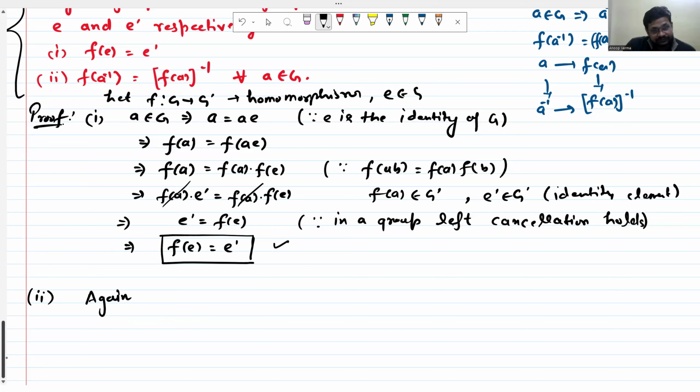So this is A belonging to G, so this implies A inverse is also belonging to G. From there you can easily see this is A inverse with A. If you multiply A inverse and A, you will get the identity of G. Now you can simply apply F on this.